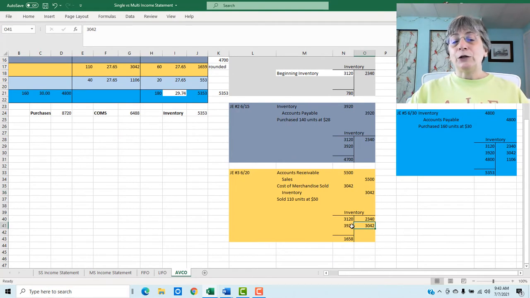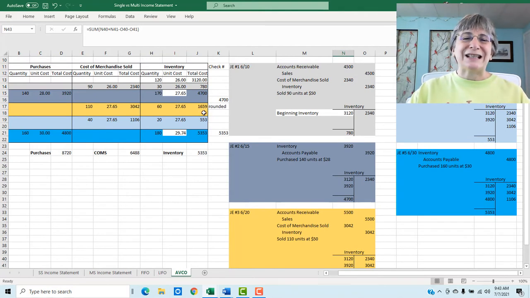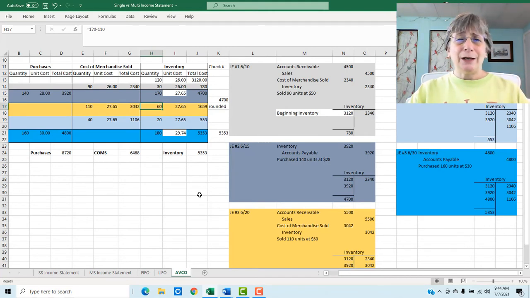Here's our T account. Our other transactions are there, and now we are also reducing our inventory by $3,042, which leaves us with $1,658, which I think rounds up to $1,659. Don't get hung up on that rounding detail, because again, this is only for accounting class, and this is not the way we do things in real life. So we end up with 60 units at $27.65 for $1,659.